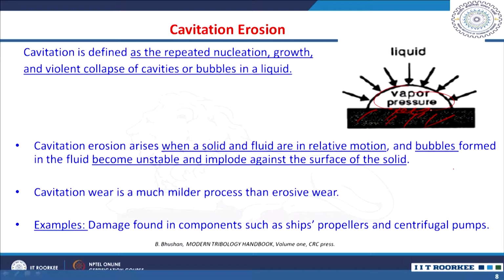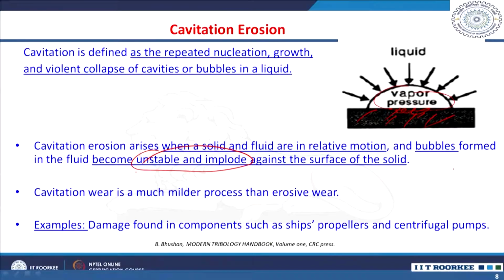Cavitation erosion generally arises when a solid and a fluid are in relative movement and bubbles are formed in the fluid that become very unstable and implode against the surface of the solid. So, if you maintain stable bubbles, then you have lesser cavitation erosion. If you have unstable bubbles, that will lead to more possible impingement, or more collapse, on the solid surface, that leads to material removal from the solid. So, cavitation wear is a much milder process than erosive wear, right.